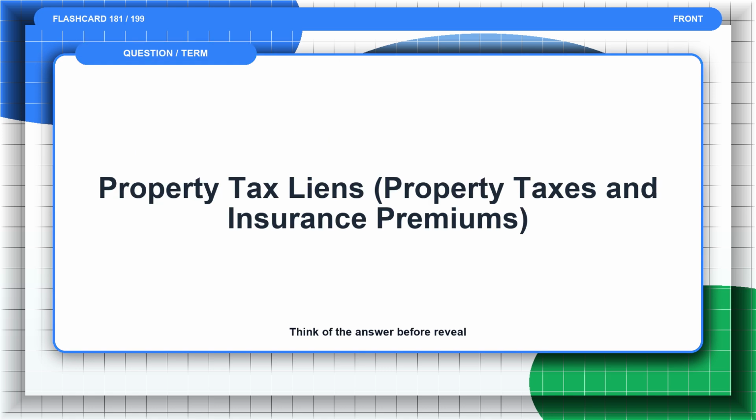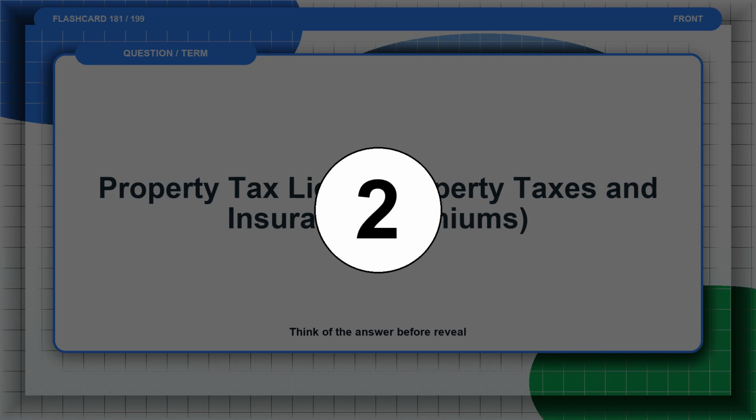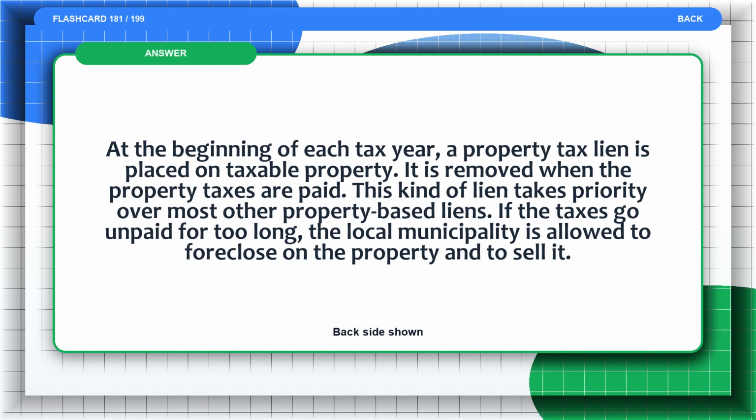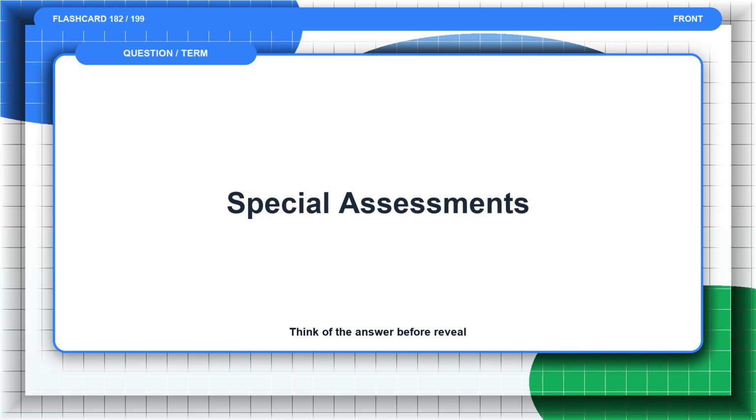Flashcard 181. Property tax liens, property taxes and insurance premiums. Pause and think of the answer before the reveal. The answer is, at the beginning of each tax year, a property tax lien is placed on taxable property. It is removed when the property taxes are paid. This kind of lien takes priority over most other property-based liens. If the taxes go unpaid for too long, the local municipality is allowed to foreclose on the property and to sell it.